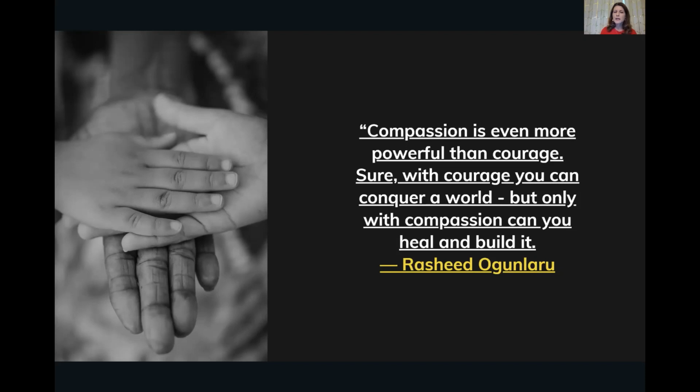Do we have another slide, or are we? This is it. We want to leave you with this. Compassion is even more powerful than courage. Sure, with courage, you can conquer a world, but only with compassion can you heal and build it. And being in a collective, compassionate space is where change and healing happens. And like you and Tiffany were saying, that support system's vital.